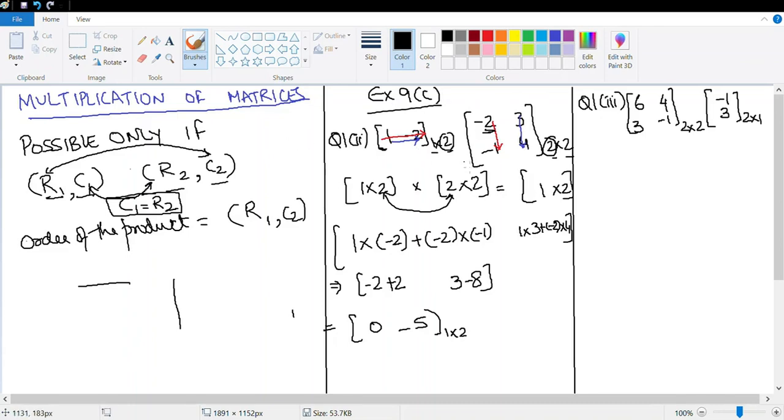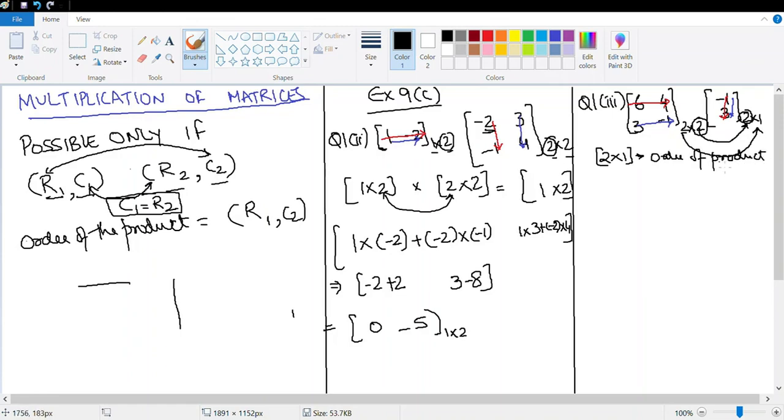Right now I did a 1 by 2 into 2 by 2. Now I am doing a 2 by 2 into 2 by 1. Let's check if they are compatible. The middle numbers are equal, which means the order of my final matrix will be 2 by 1. So they are compatible and I can multiply. Here I go along this row and multiply it with this column. Next I go to the next row and multiply it again with this column. So the final answer will be of order 2 by 1.